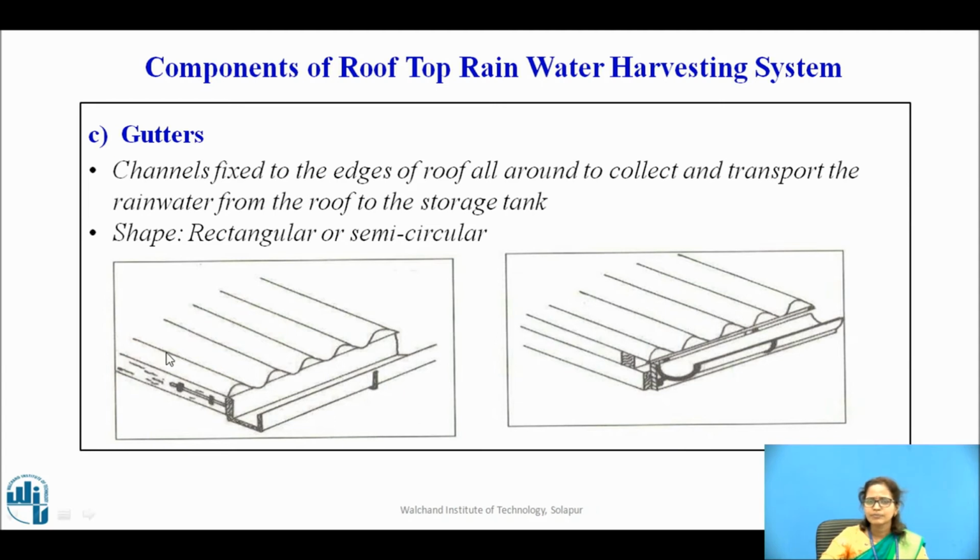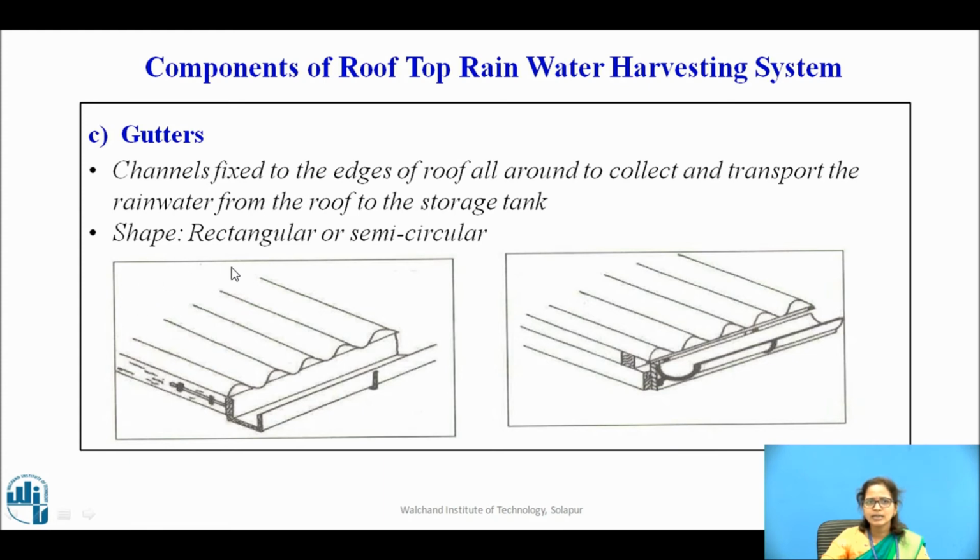So the roof catchment, depending upon where there is heavy rainfall, this type of roof rainwater harvesting can be used over there, and water can be stored in large storage tanks or in small storage tanks. And next we have the drain pipes. So the drain pipes, mostly PVC pipes, have been used over there.